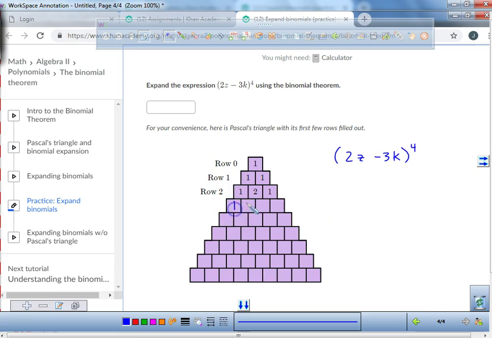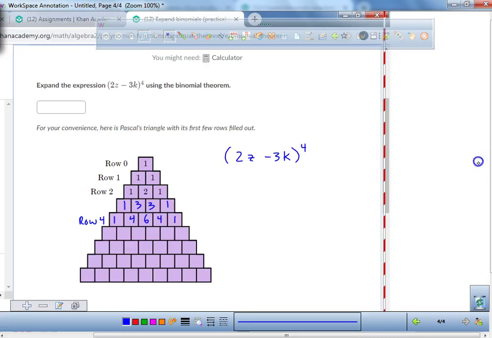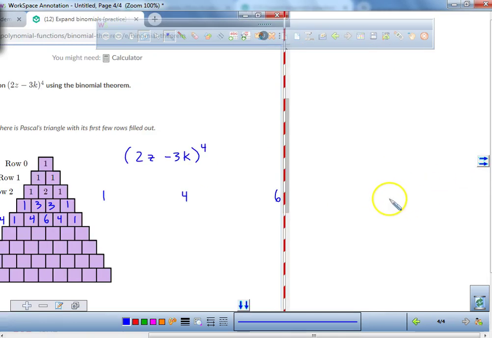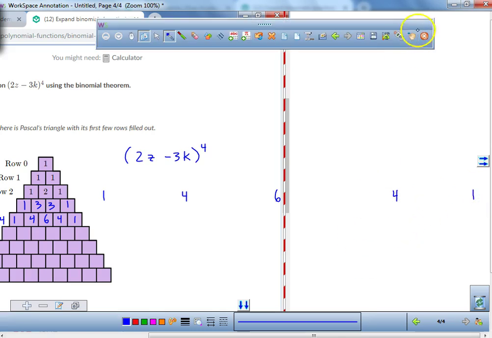So once again, I'm going to the 4th row. Okay, so this right here is my row 4. I'm going to put a 1, then a 4, a 6, a 4, and then finally a 1.